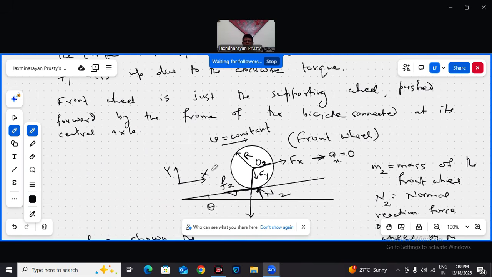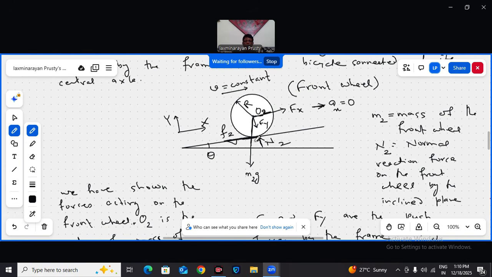Okay, now come to the force diagram of the front wheel. This is the front wheel. Radius R, O2 is the center. The Fx, Fy, these are the two forces. The components of the forces which are due to the pushing action of the frame pushing it up. If I resolve the components of those forces, that is Fx, Fy, but both act at O2. Then M2 is the mass of the front wheel, so M2g will be vertically down but passing through O2.